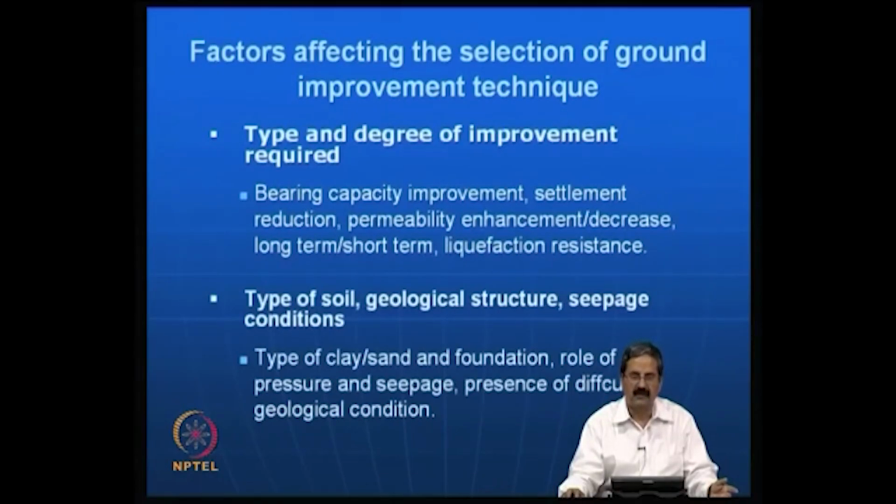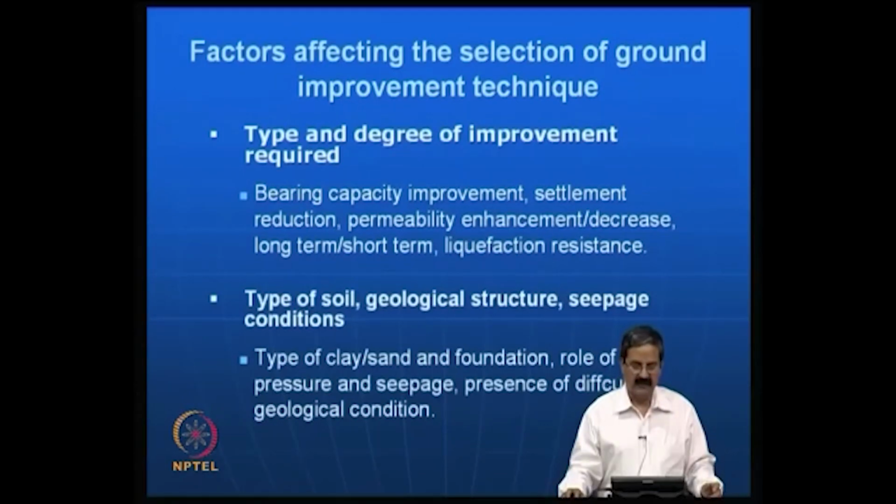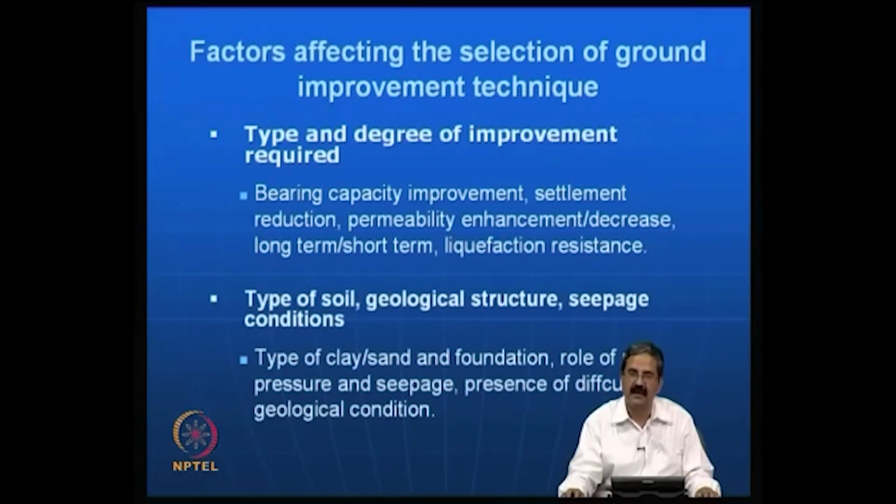Now I would like to draw your attention to the factors that influence the selection of a ground improvement technique. You have seen in the previous slide that there are many techniques for ground improvement, not less than 15 to 20, but then you need to decide what exactly we want. So, we should understand the factors that influence the selection. It is very important, because for the same purpose you may have 3 or 4 techniques. Say, for example, you want a bearing capacity improvement.